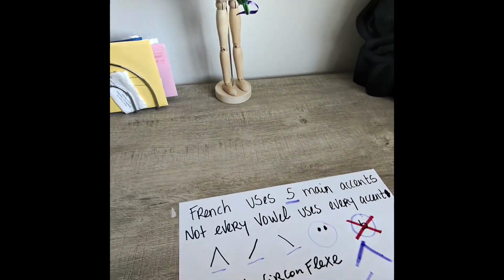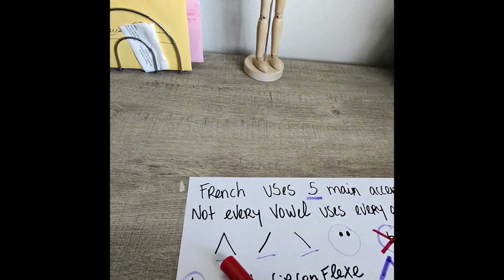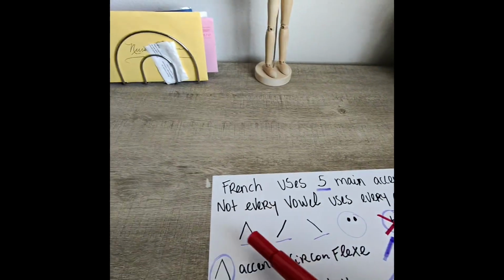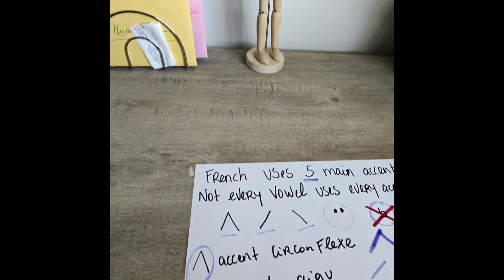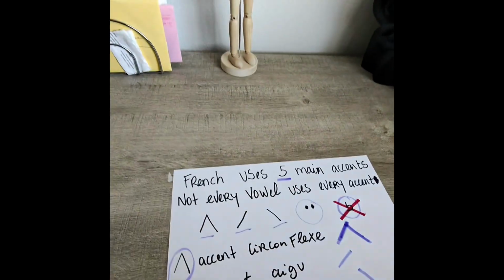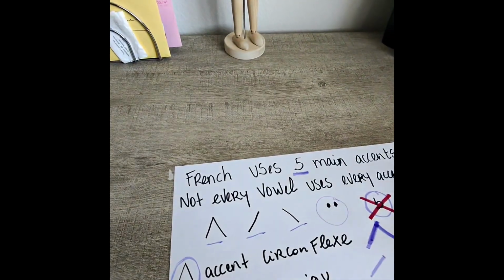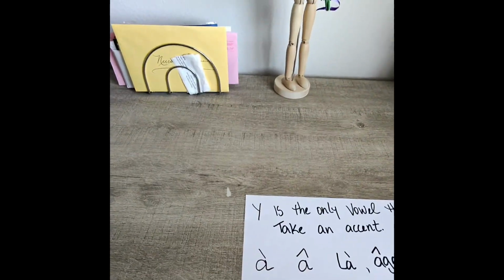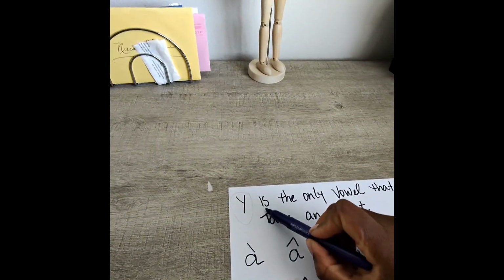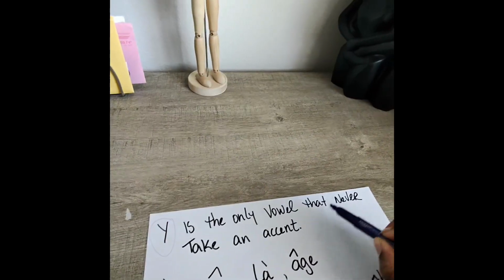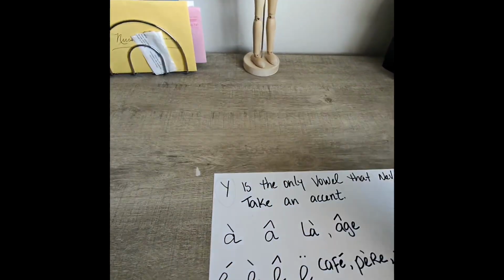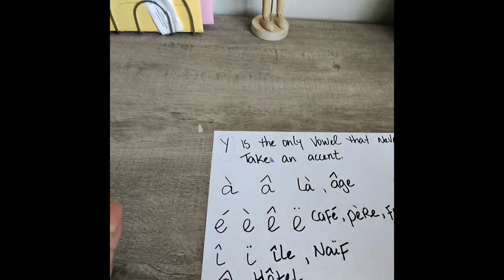Now, not every vowel in French uses all 4 of these accents. Some vowels only use 2 accents, some vowels use all 4, and some vowels use none. The only vowel that does not use an accent is the letter Y. Y is the only vowel that never takes an accent. But the other ones do.